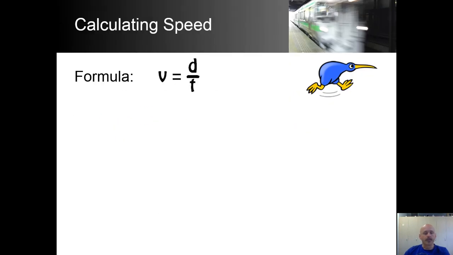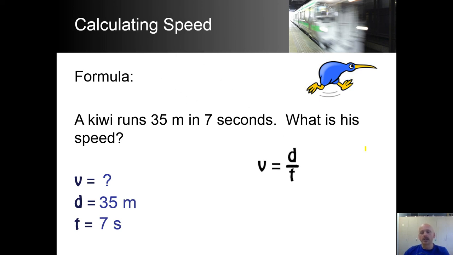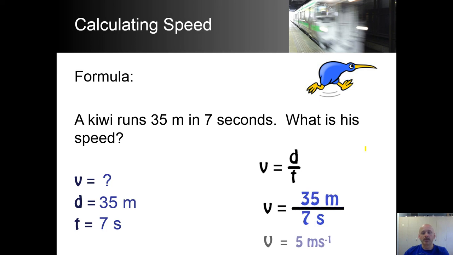Let's try another question. A Kiwi runs 35 meters in 7 seconds. What is his speed? Again, we're looking for speed, so v equals our question mark. Our distance is 35 meters. Our time is 7 seconds. So all we need to do is put those numbers into the formula. v equals 35 divided by 7. And of course v equals 5 meters per second, so our speed is 5 meters per second.